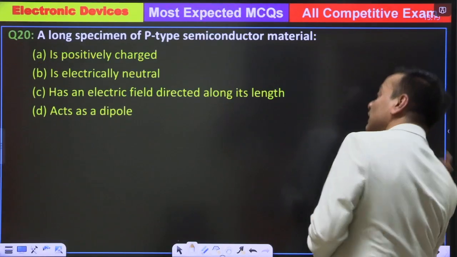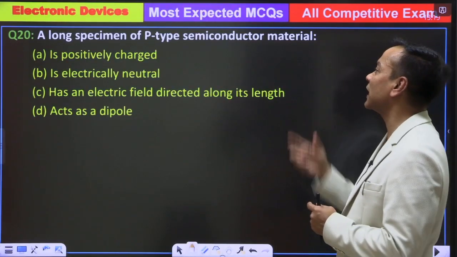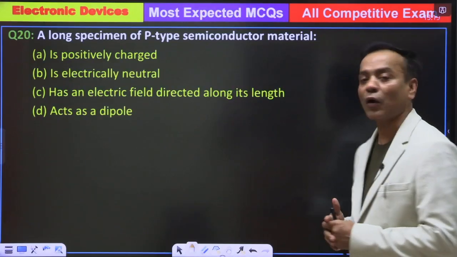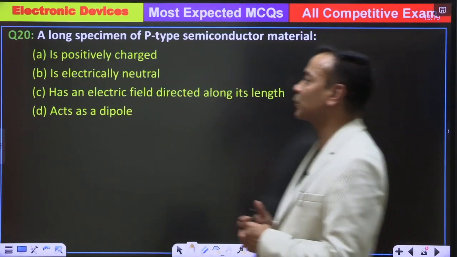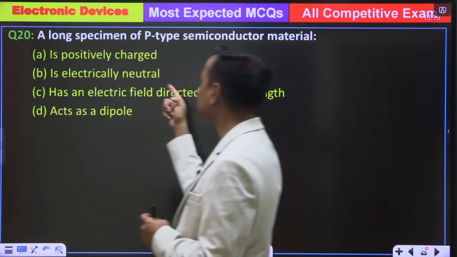Now moving to the next question. A long specimen of p-type semiconductor material: option A, is positively charged. Option B, is electrically neutral.